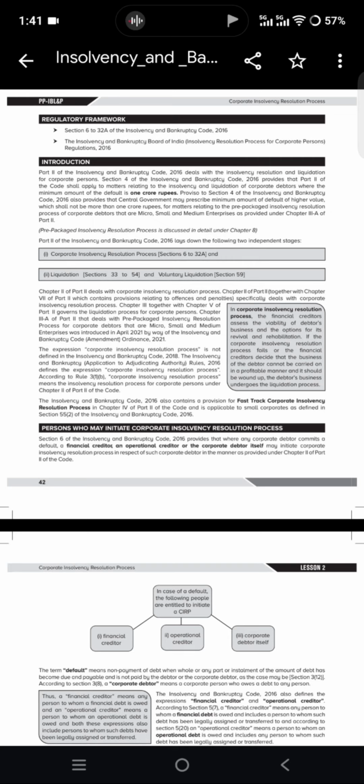And next, two independent stages. In Part 2, first is CIRP, that is from Section 6 to 32A, and liquidation from 33 to 54. And in the box they gave corporate insolvency process.